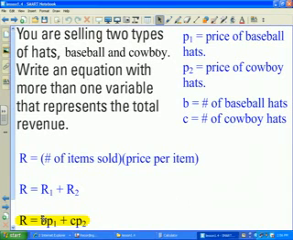R1 is going to be the number of baseball hats times the price per baseball hat. R2 is going to be the number of cowboy hats times the price per cowboy hat. And this would be an expression for the revenue in terms of more than one variable. And here are my variables defined here in the right-hand column.